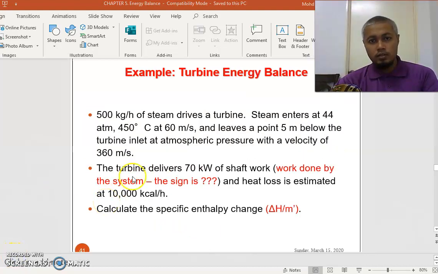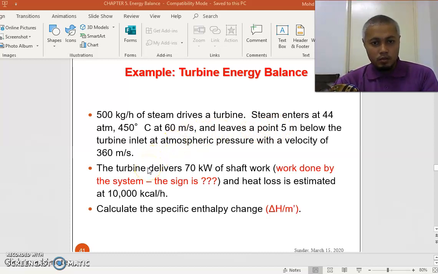Now let's have a look at this example, the turbine energy balance. We have the mass flow rate of the turbine, 500 kg per hour. Steam enters at 44 atm, the pressure of the inlet, and the temperature for the inlet is 450 degrees C at 60 meter per second, which is the initial velocity, and leaves at a point 5 meter below the turbine inlet at atmospheric pressure with a velocity of 360 meter per second. So this will be the outlet velocity. Also we know that initially it is at the ground level and later on it leaves 5 meter below the turbine inlet.